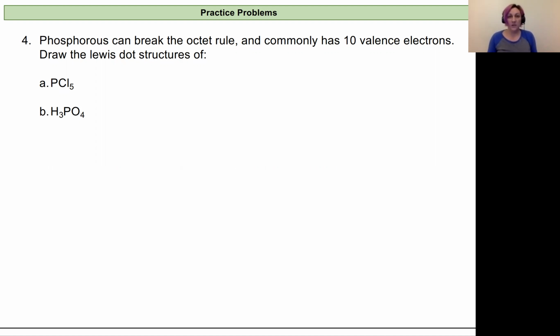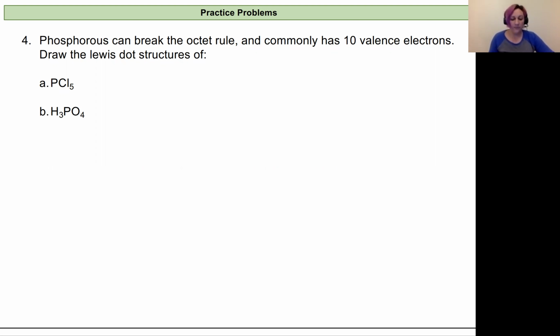In this video, we're going to walk through the solutions to this practice problem, looking at expanded octet Lewis dot structures. If you haven't tried it, stop the video and give it a shot first before watching. So we're going to try two. We've got phosphorus bonded to 5 chlorines, and then we have phosphoric acid that we're going to look at.